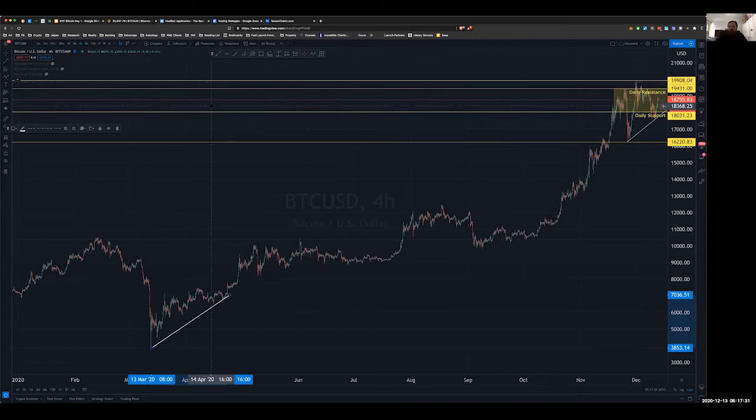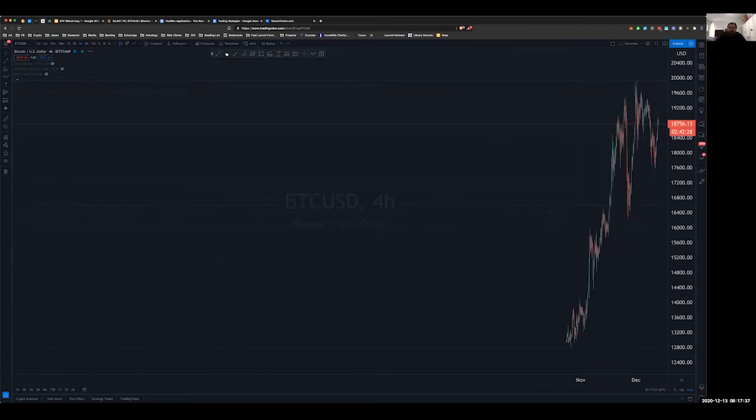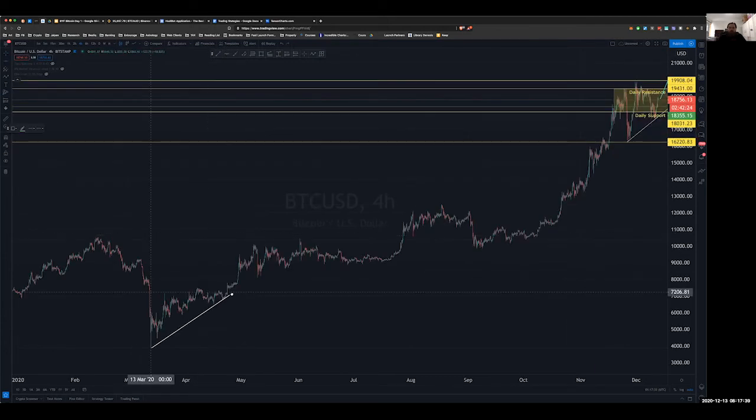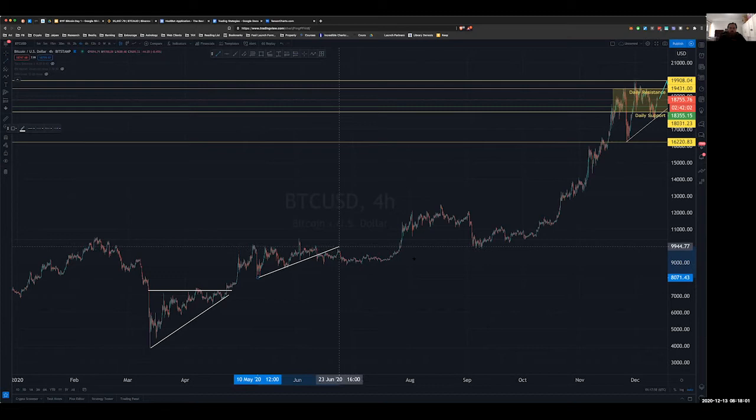Wait, I need to get better at my drawing shortcuts. Right, so there's a triangle that formed here, and then it ended up breaking out, right? And then over here as well, there's another triangle from the low. If you cross over there, even though that took a long time to play out, it broke to the upside.